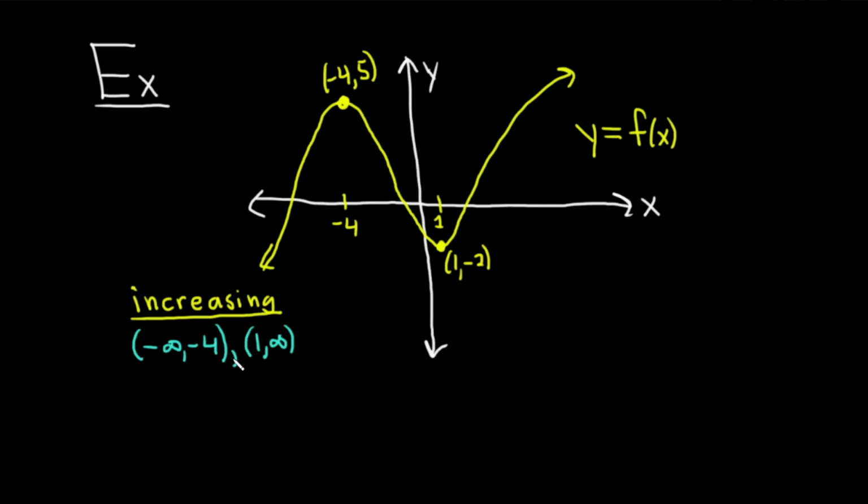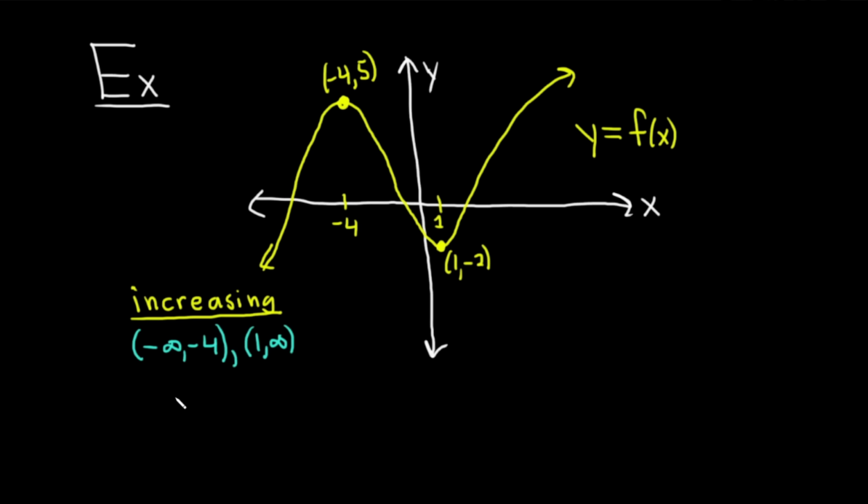You don't really want to put a union between these two sets because most of the time the question will say intervals on which the function is increasing. And if you put a union, it won't be an interval. So negative infinity to negative 4, getting bigger, so increasing. 1 to infinity, increasing. These are x values, okay? These are x values that you use to describe increasing.